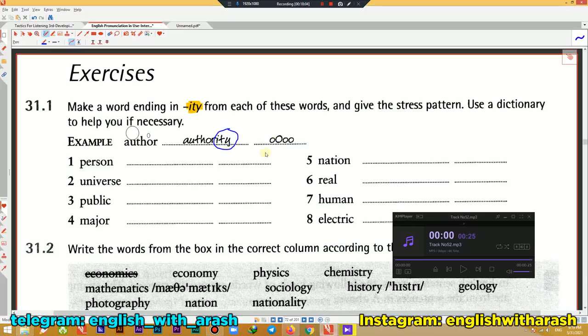As it's coming up, you can also check it here. So you see, stress is not on the first part. Now stress is on the second part, like psycho, psychotic, psychology, psychologist. So here you see stress is changing. Authority, because I'm adding -ity to the end of it.